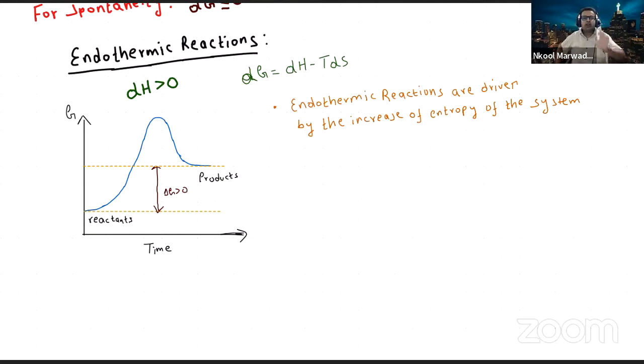So this is the idea. This very important observation we made, that an endothermic reaction I can make spontaneous provided I somehow increase the entropy of the system. And if I am able to do that, then I can make that endothermic reaction spontaneous. And thermodynamics is helping me in doing that.